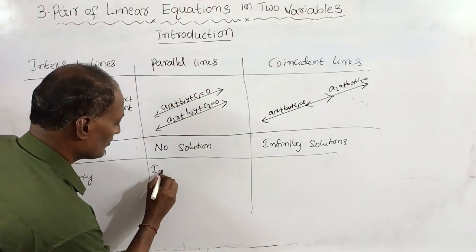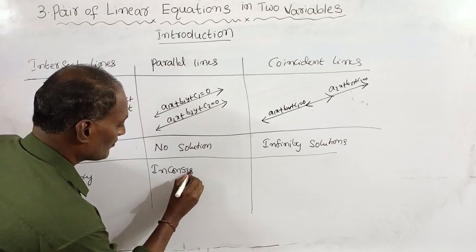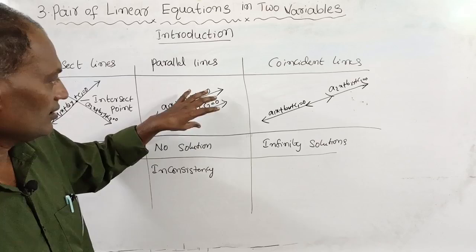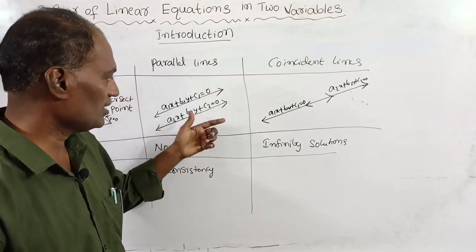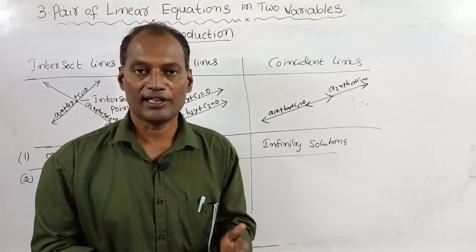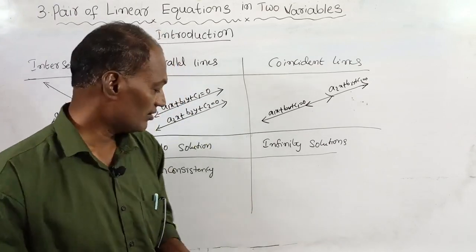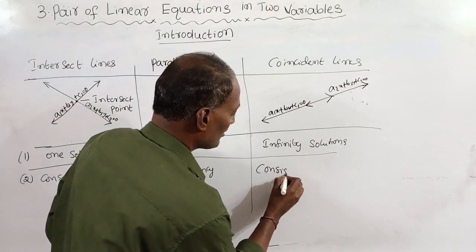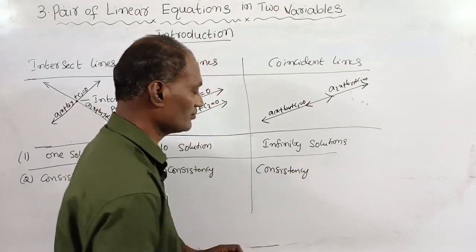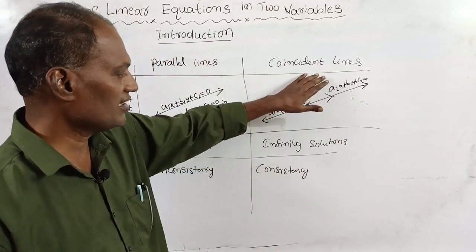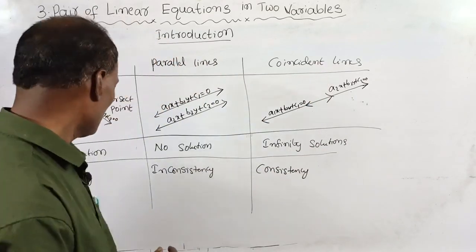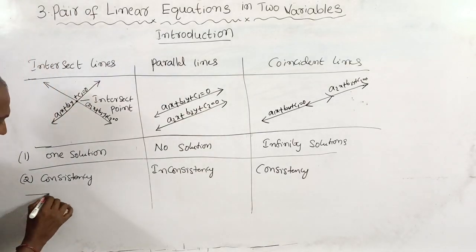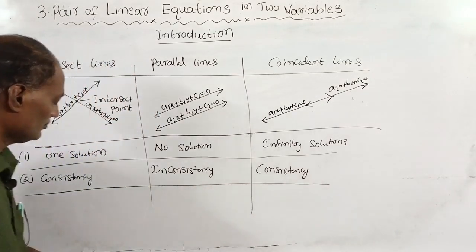Inconsistency. It means the points of these equations are not the same. They are different points. That's why this is called inconsistency. This is called consistency. These are also called coincident lines, also inconsistency. Third point.